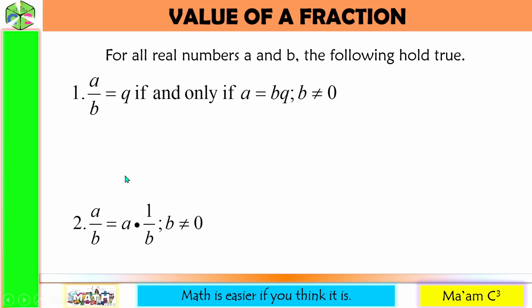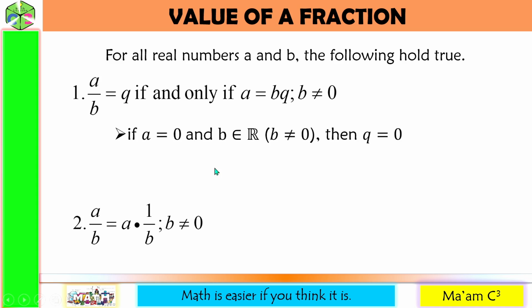Let us examine the possibilities. What if a is equal to 0 and b is any real number except 0? Again, a is 0 and b is any real number except 0. So 0 divided by a number, our q is equal to 0. So when you have 0, you have nothing. So when you divide it by anything, you still have nothing.